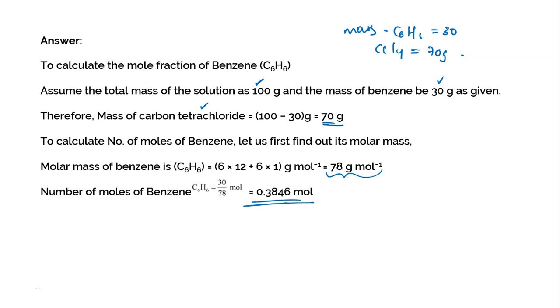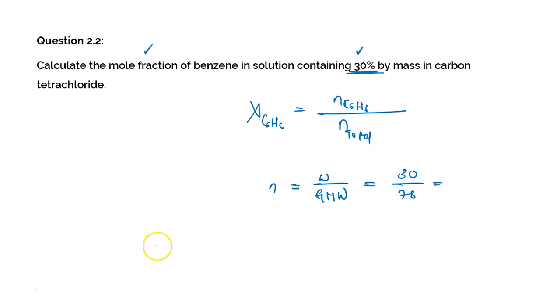Now using the number of moles of benzene, you have to calculate the mole fraction of benzene. Now before you could calculate mole fraction of benzene, identify something. In the formula of mole fraction, in the denominator you are having total number of moles. In a binary solution, total number of moles refer to the number of moles of both the components. Here it is number of moles of benzene plus number of moles of CCl4.